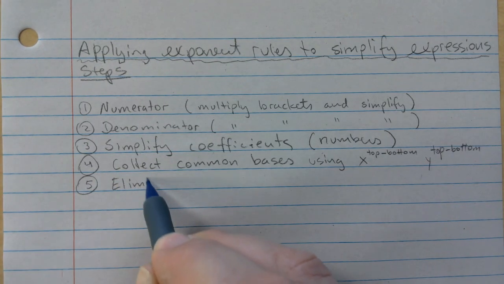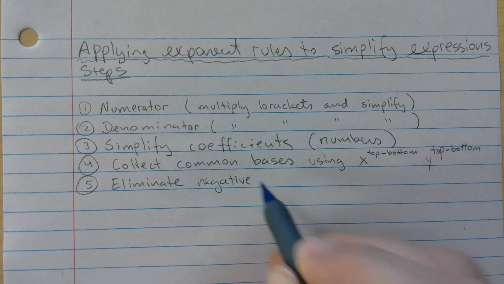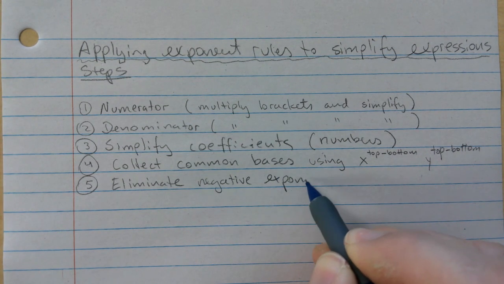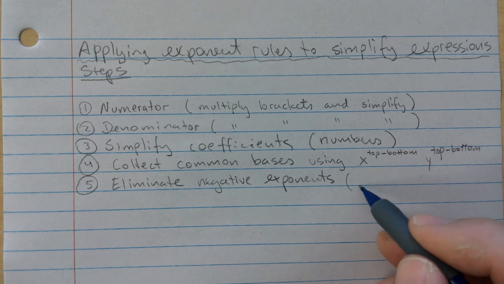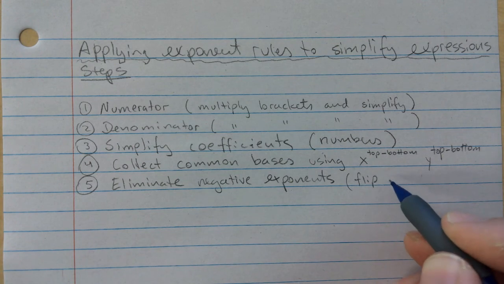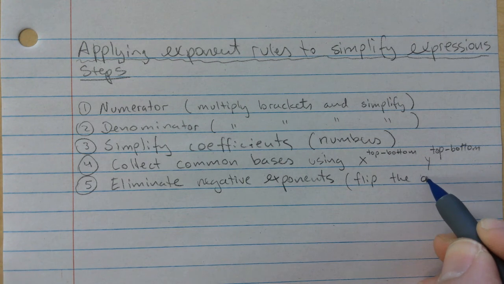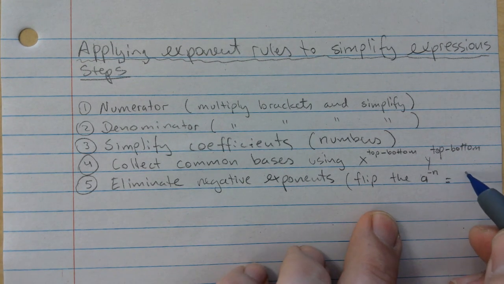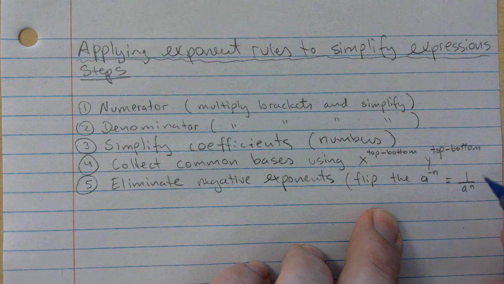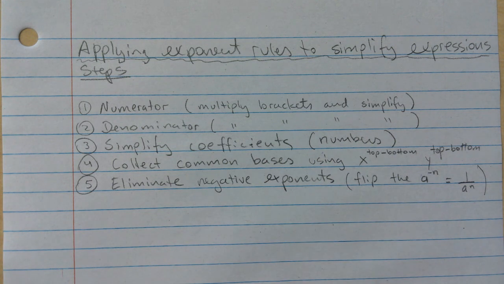eliminate negative exponents, and you do that, right? Flip. If you ever have a base with a negative n, right, you're gonna bring it down if you need to, and vice versa, right? If you have a negative in the denominator, we bring it up.